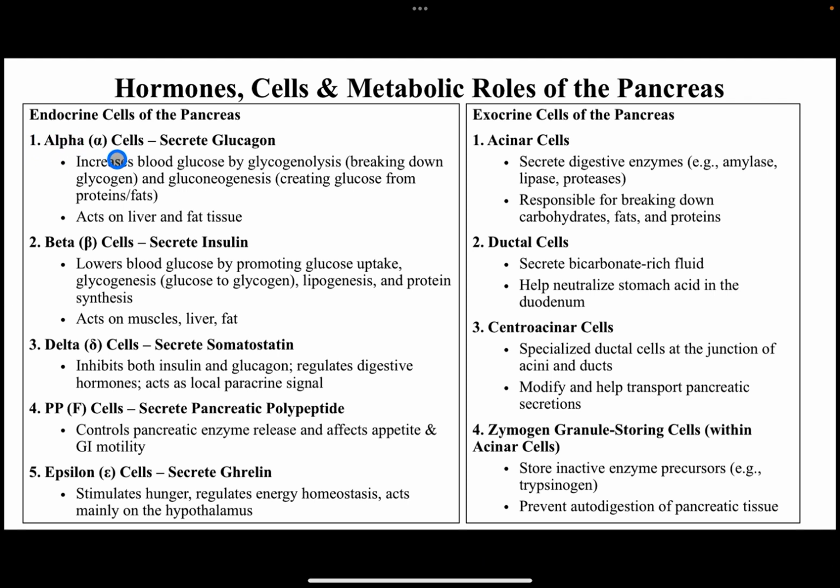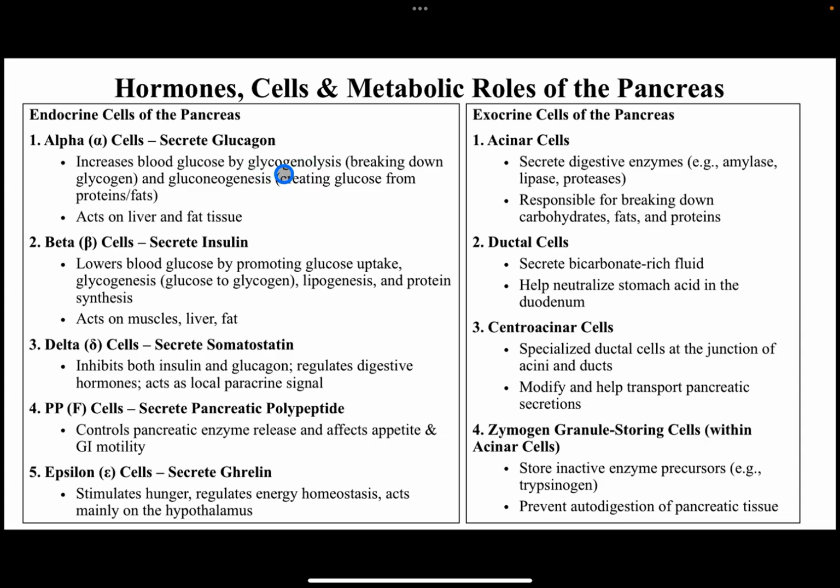So let's begin with the alpha cells. The alpha cells secrete glucagon. The summary of the work of glucagon is that glucagon works to increase your blood sugar level. Their entire activity is meant to increase your blood sugar level. Is that okay? And they are able to achieve this through 2 main processes.